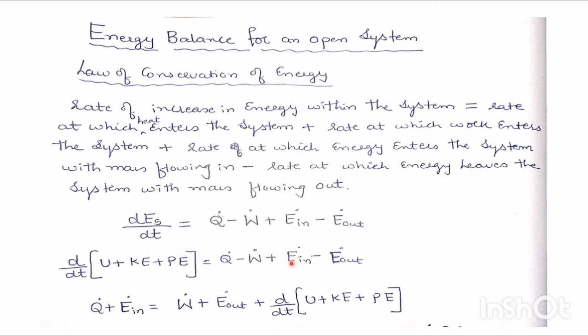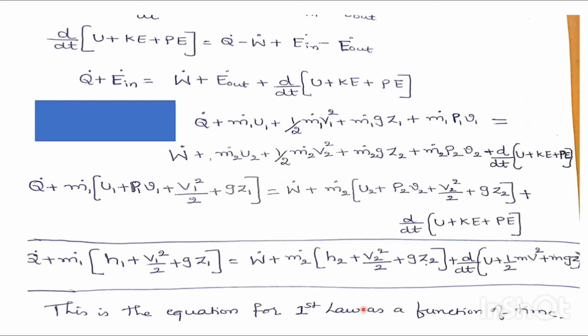Now this term and this term I will write on one side. So Q dot plus E_in dot equals, and this entire term I will shift to the left-hand side, that is W dot. If I take it to this side, it will be plus. So plus W dot plus E_out dot plus d/dt of u plus kinetic energy plus potential energy. Now you can see here d/dt, the same equation I have written in this form here. Now d/dt of u plus kinetic, this I have already explained here.